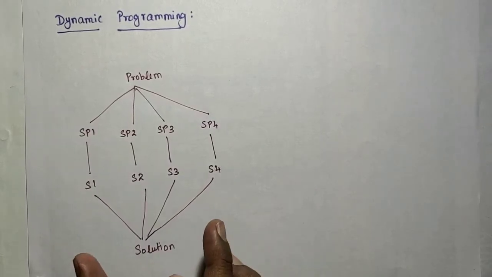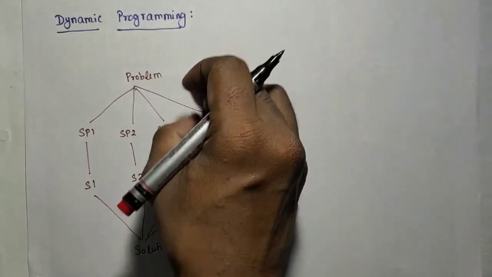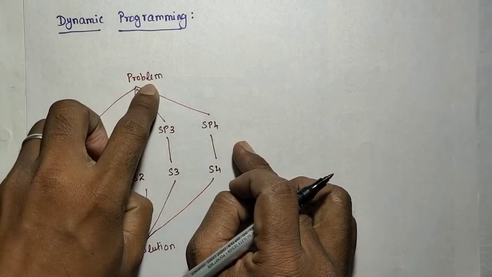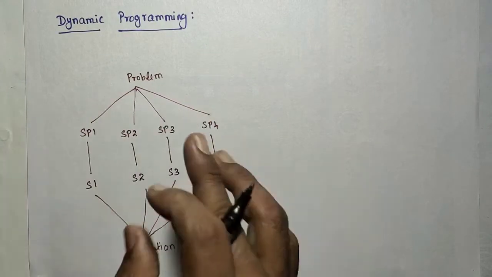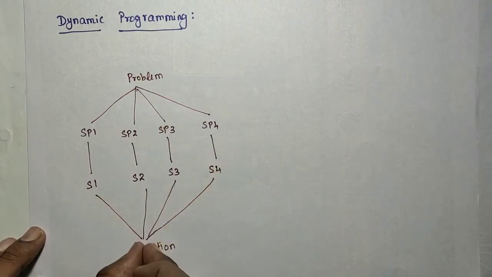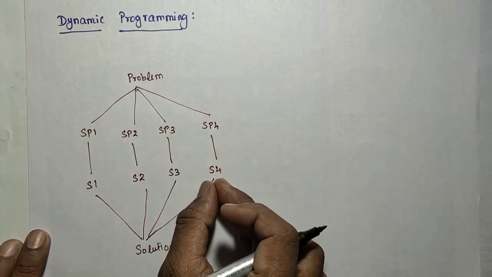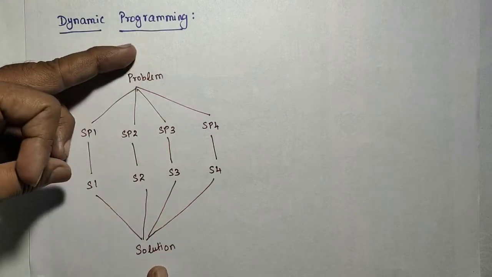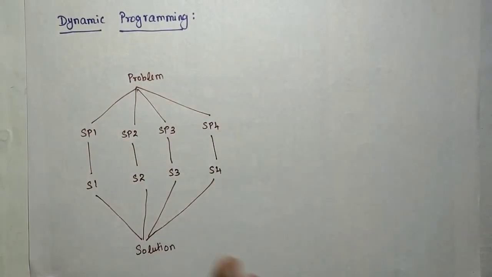So this is a simple diagram for understanding the divide and conquer approach. The problem is divided into subproblems 1, 2, 3, 4, which are smaller instances of the main problem, with sizes 1, 2, 3, 4, like that. Each subproblem will be solved either recursively or iteratively. Then the solutions will be combined to obtain the solution for the main problem. So the problem is solved by using the divide and conquer approach.